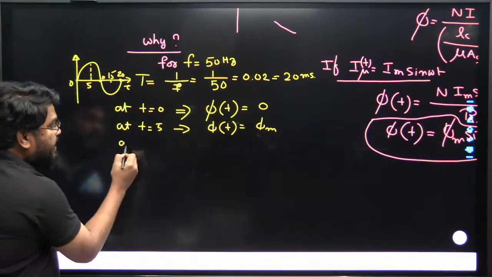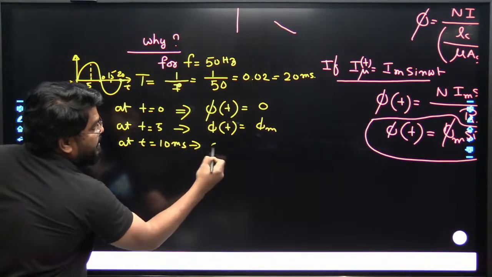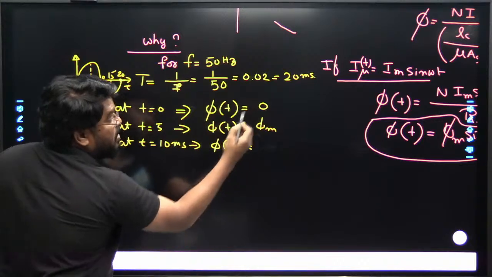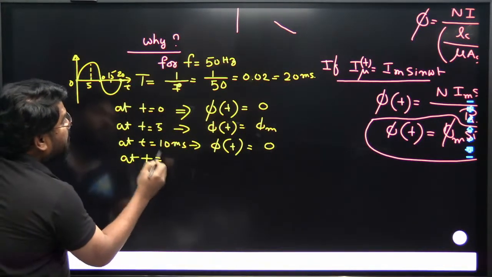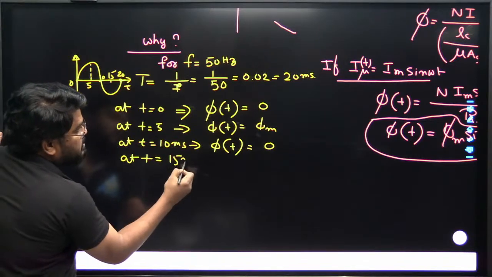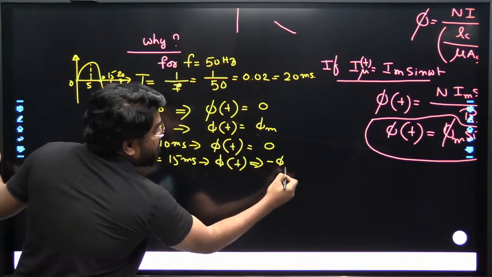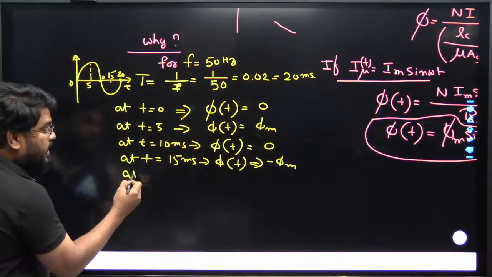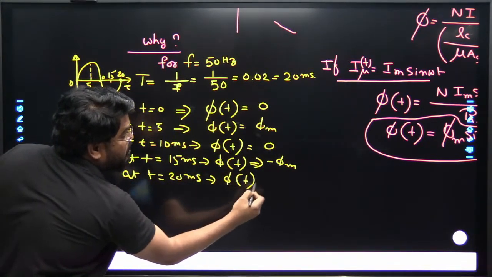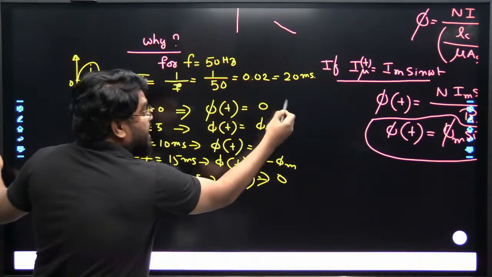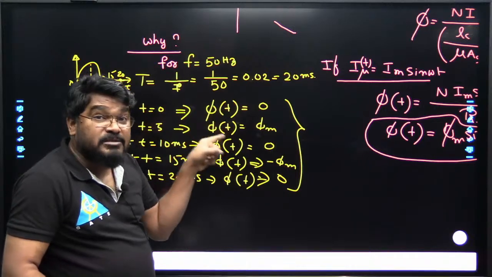Similarly, at t is equal to 10 milliseconds, what will happen? The flux phi of t again becomes 0. Now at t is equal to 15 milliseconds, phi of t again reaches the maximum, the negative one. Now at t is equal to 20 milliseconds, phi of t becomes 0. So in every half cycle, the flux changes with respect to time.